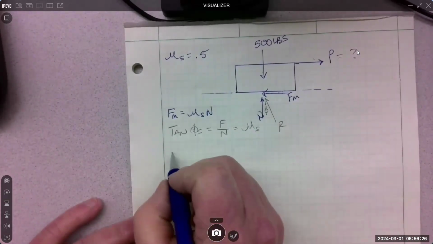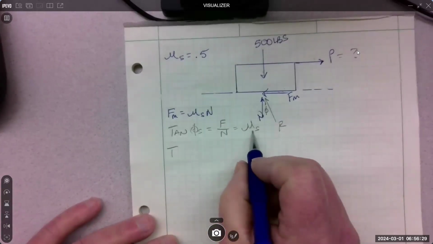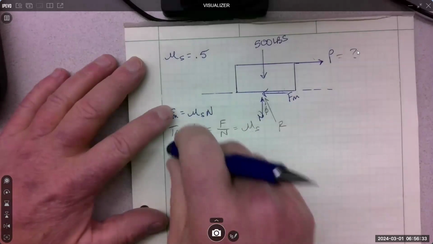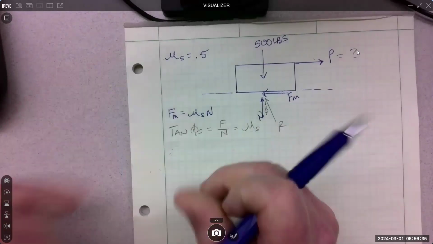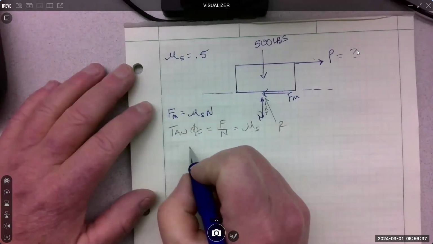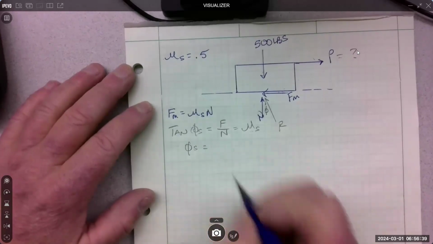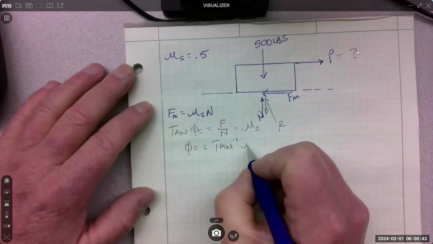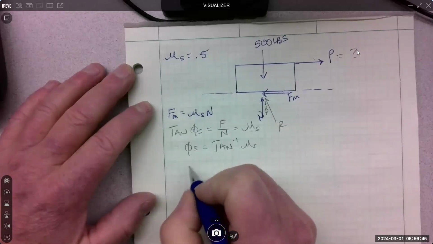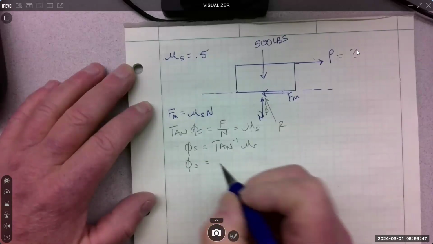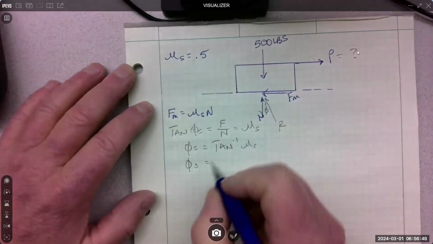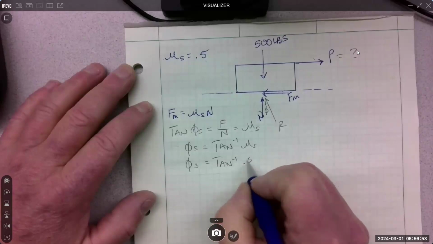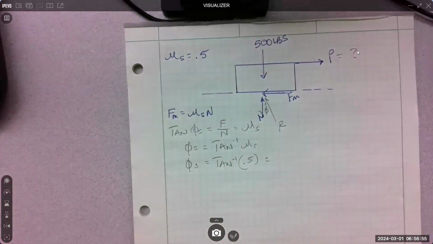So let's calculate. If you're given the coefficient, you can calculate the angle. Right? We can say, oh, the static angle is equal to the inverse tangent of the coefficient. And if you're given the coefficient, which you most of the time are, you can come up with the angle.